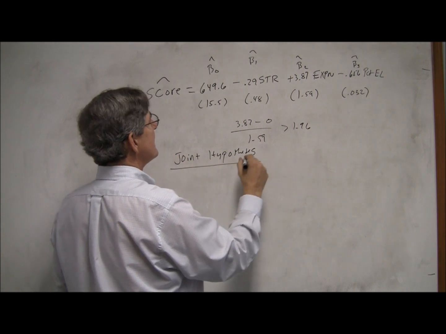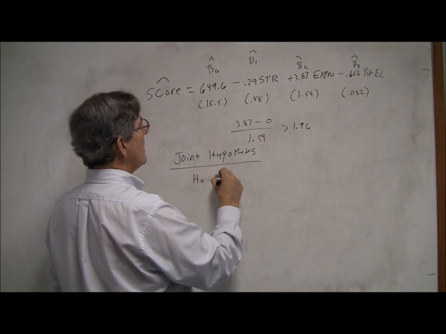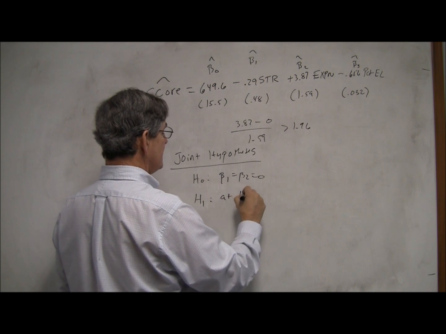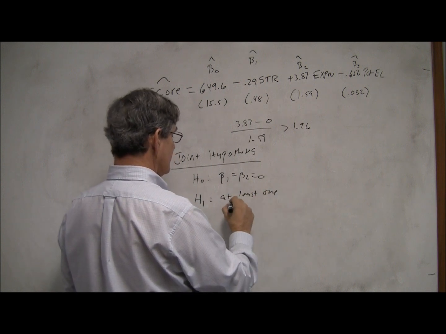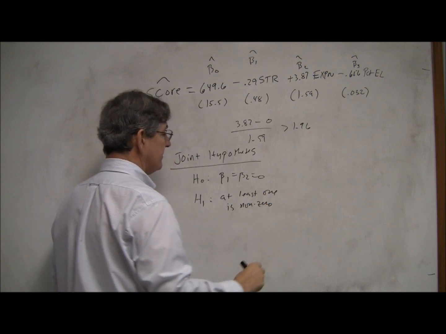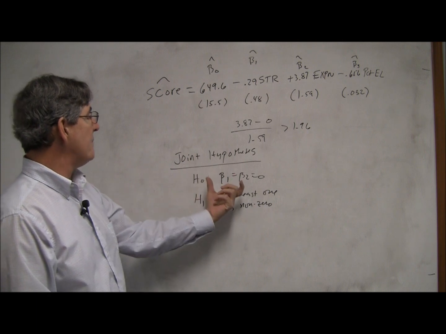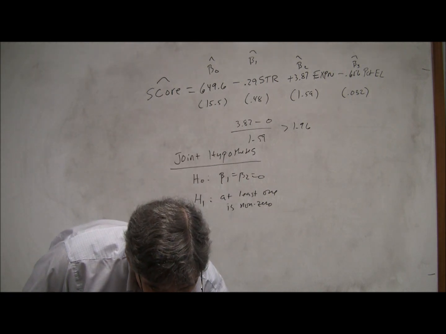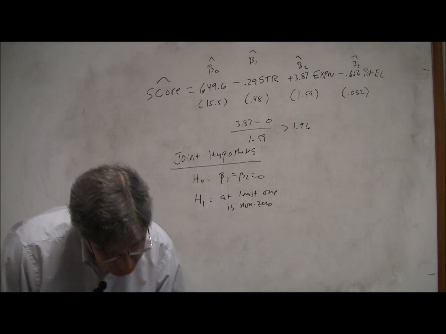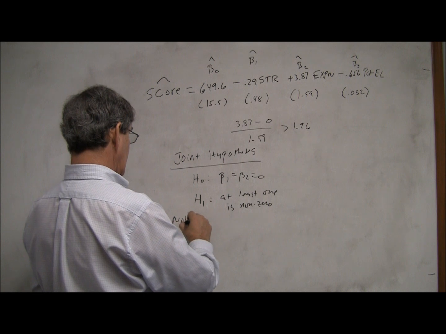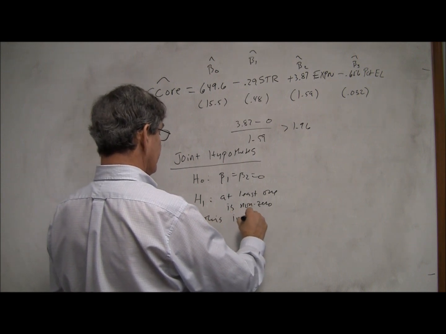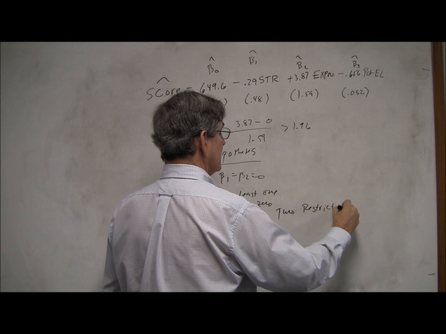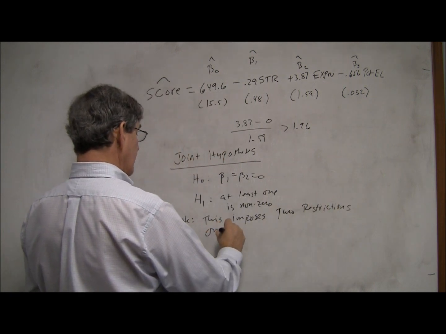In this particular case, what we want to test is the null that beta 1 equals beta 2 equals 0 versus the alternative that at least one of the two is non-zero. So we reject this. This is a joint hypothesis. We're testing jointly that both of these coefficients are simultaneously 0. Note, this imposes two restrictions. We'll see why this is important in a few minutes.